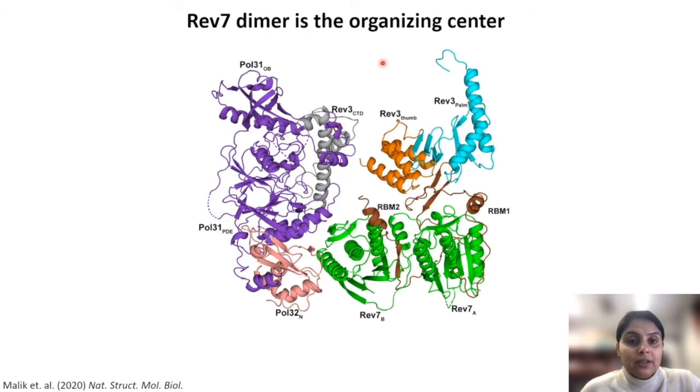The Rev7 dimer is in fact the organizing center of the Pol Zeta holoenzyme, where Rev7B interacts with the phosphodiesterase domain of Pol31 as well as the N-terminus of Pol32. Both Rev7s are interacting with the RIR domain of Rev3. Basically the Rev7 dimer is interacting with all the subunits of the Pol Zeta enzyme, and it can also serve as an adapter site for other factors to bind in the TLS machinery.